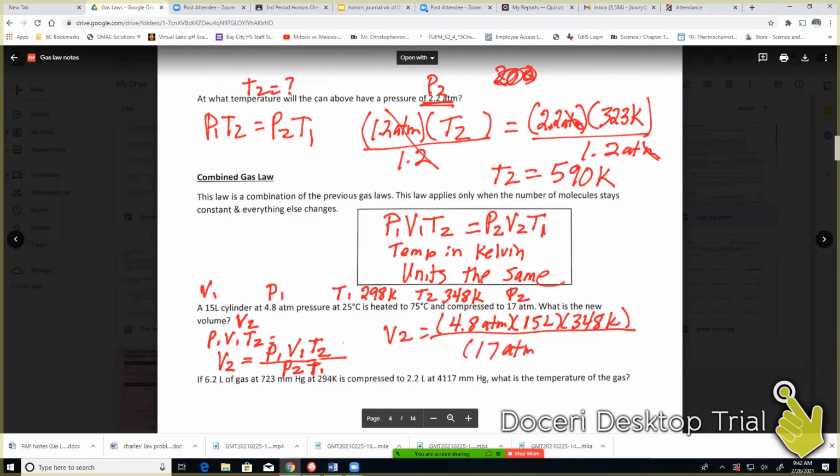And I noticed as I was reading that they're both in ATM. If one would have been in something different, I would have had to convert them to the same units. And my temperature 1 was my 298 K. And for sig figs, it doesn't matter this particular one because that 17 and that 4.8 and 15 keep me at 2. But for sig figs, you always look at your sig figs of your temperature after you change it to Kelvin.